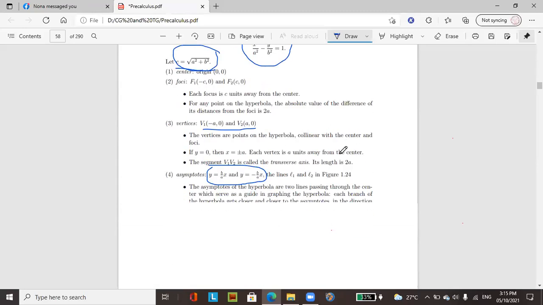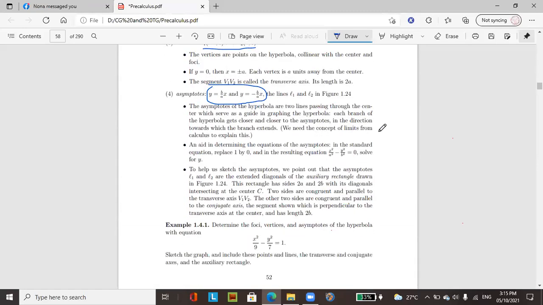So, we should know the asymptote. An aid in determining the equations of the asymptote: in the standard equation, replace 1 by 0, and then we are going to solve for y. So to help us sketch the asymptote, we point out that the asymptotes L sub 1 and L sub 2 are the extended diagonals of the auxiliary rectangle drawn in figure 1.24.